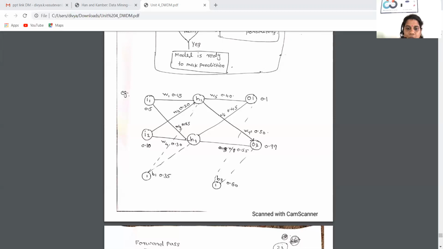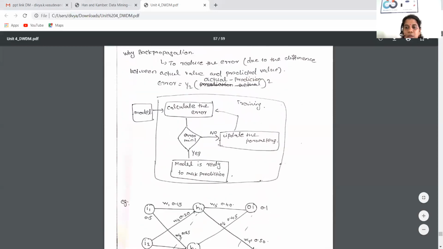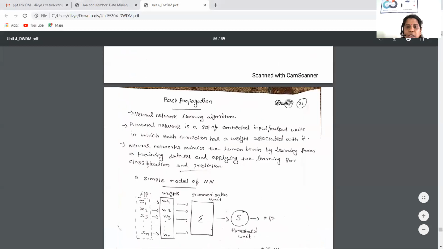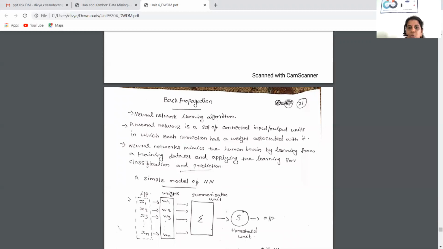One more thing we can do with backpropagation is sensitivity analysis. It assesses the impact that a given input variable has on a network output. Sensitivity analysis we'll discuss in another video. I hope all of you understood the backpropagation method. Backpropagation is a classification method. It is mainly used in neural network learning algorithms.